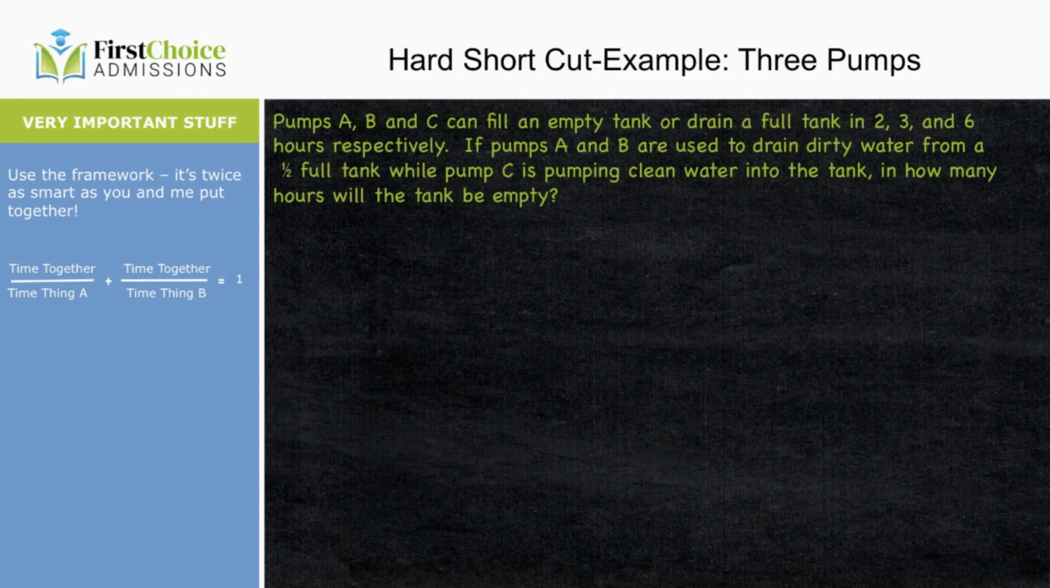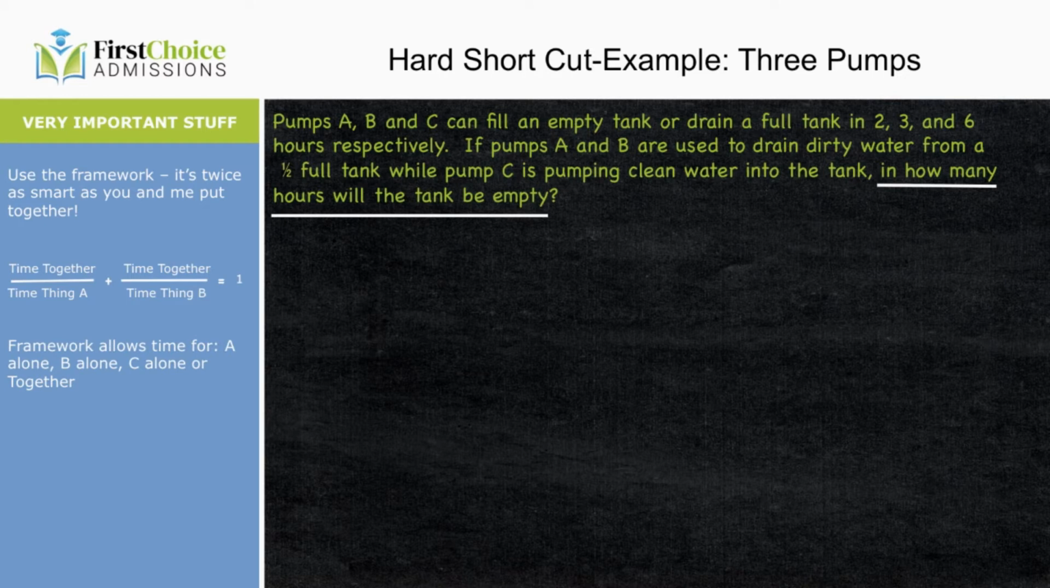Pumps A, B, and C can fill an empty tank or drain a full tank in 2, 3, and 6 hours respectively. If pumps A and B are used to drain dirty water from a half-full tank, while pump C is pumping clean water into the tank, in how many hours will the tank be empty? All right, what are we being asked? In how many hours will the tank be empty? Okay, get that, but what exactly are we looking for?